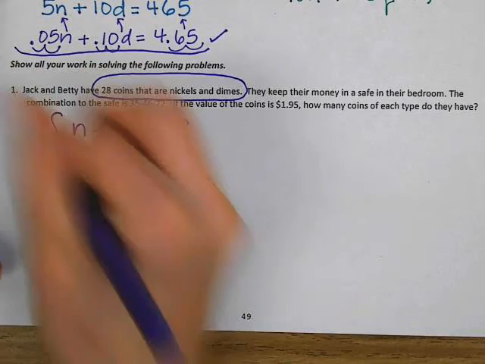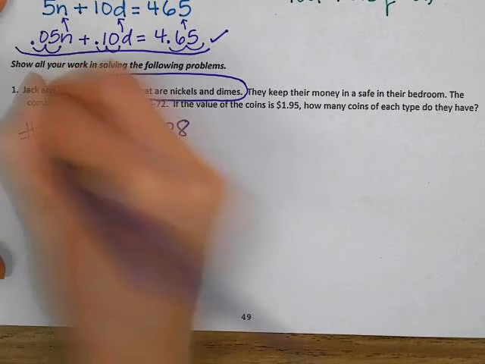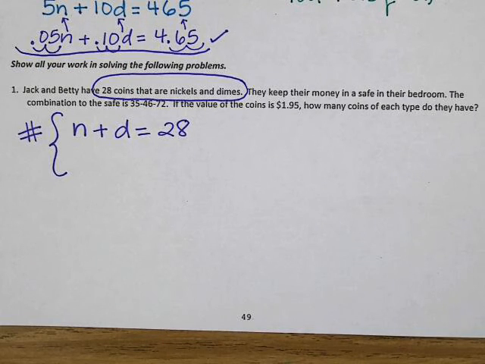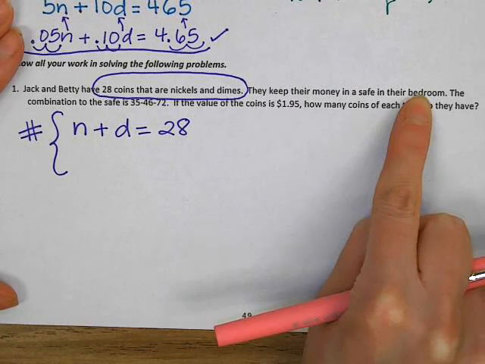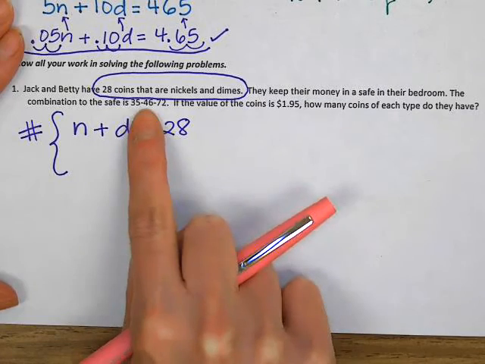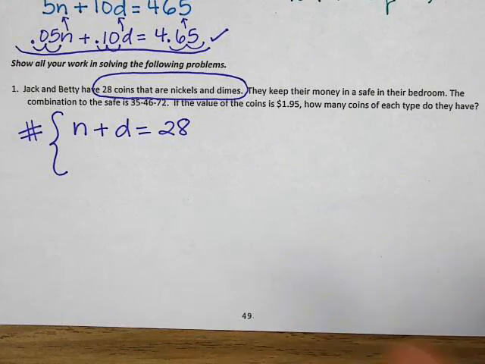Okay, so the first equation is going to be about the number of coins. And then let's keep reading. They keep their money in a safe in the bedroom. The combination is 35, 46, 72. Who cares? We're not breaking in.